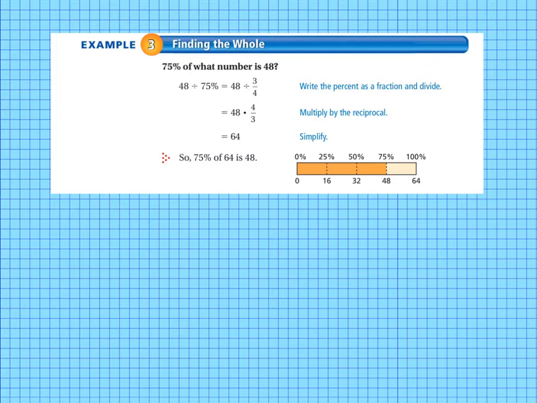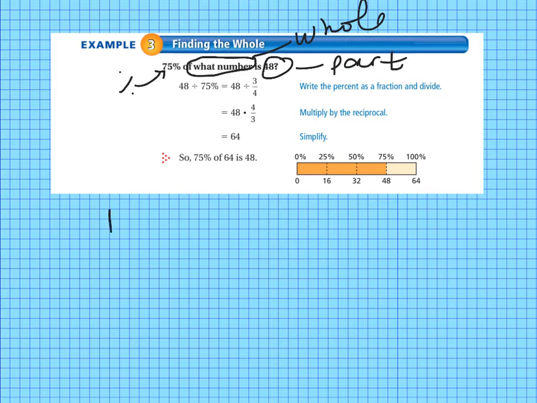Example 3, finding the whole. 75% of what number is 48? So let's look and see what we've got here. 75% is the percent. We can tell that because it has a percent sign. And it says, of what number? So the missing number is the whole. 48 is the part. So we're going to take the part and we're going to divide that by the percent to get the whole.